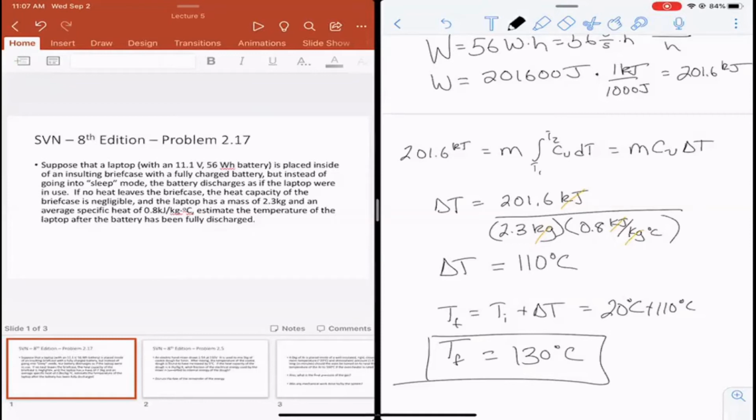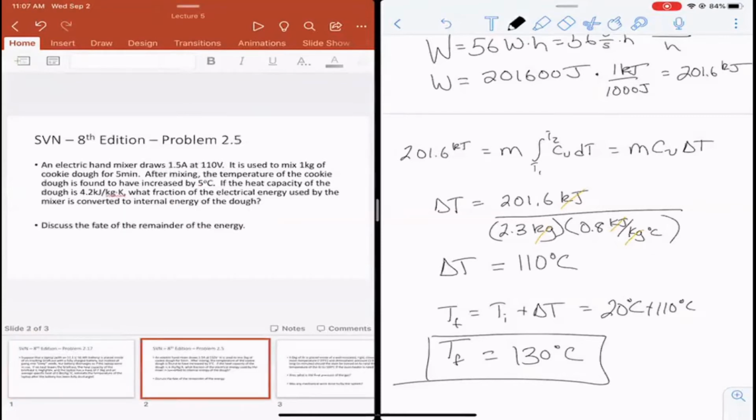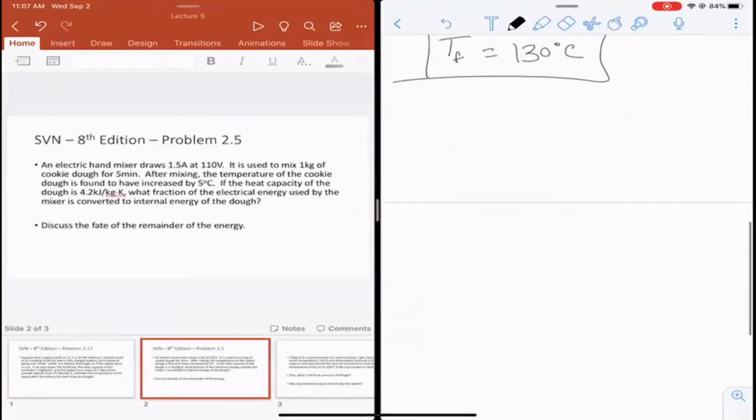So, all right, everybody seems reasonably comfortable with this one, which is good. All right, so then let's move on to the next problem. This time we're going to pick on electrical work or an electrical device again, but this time it's a hand mixer. So we're baking, and we're baking cookies.